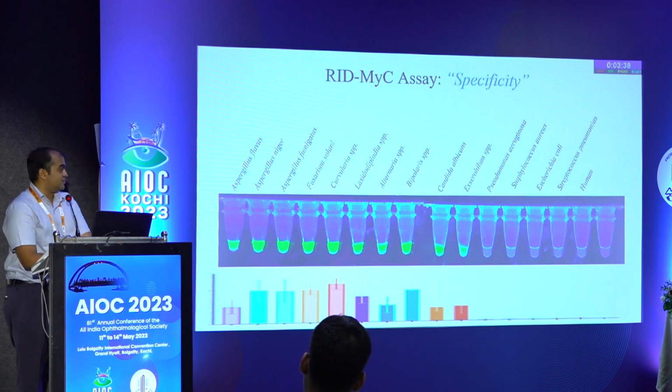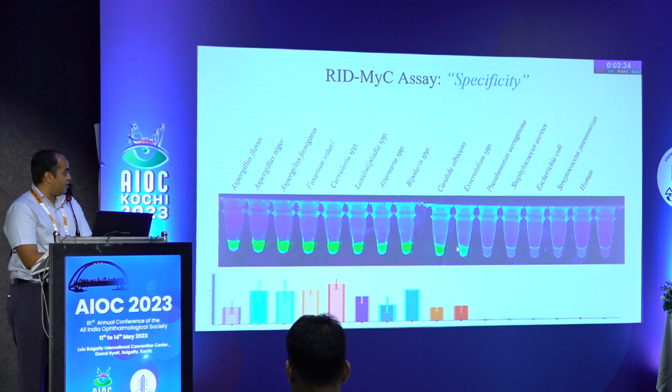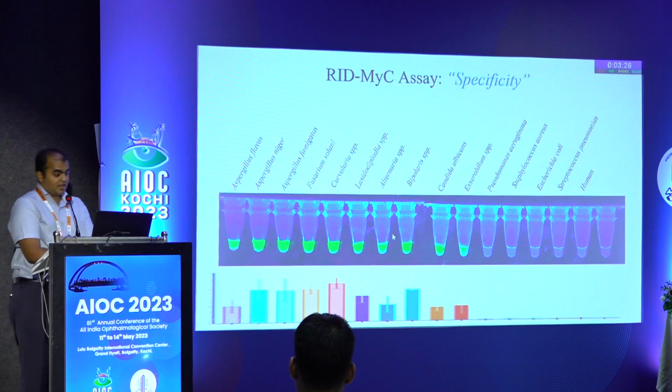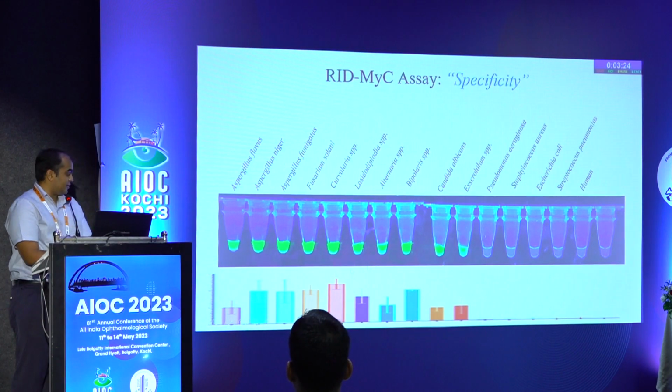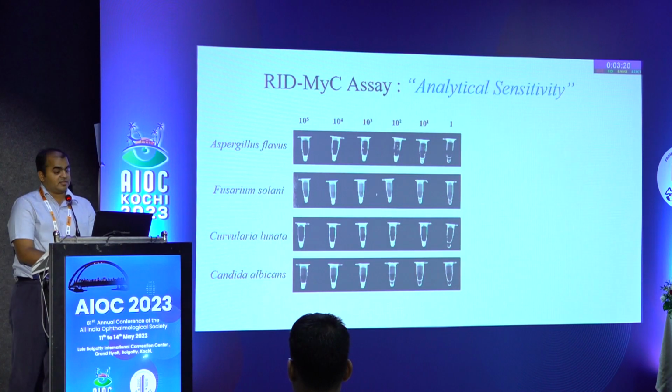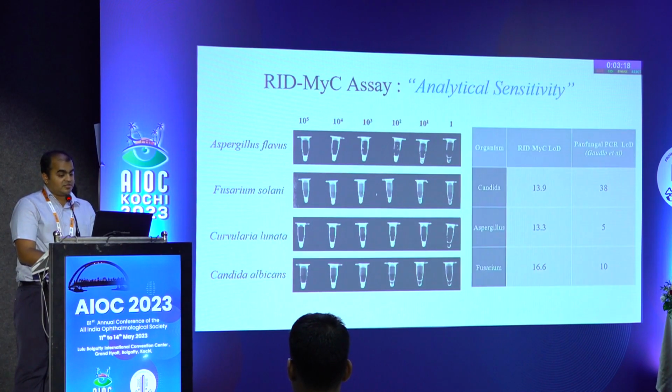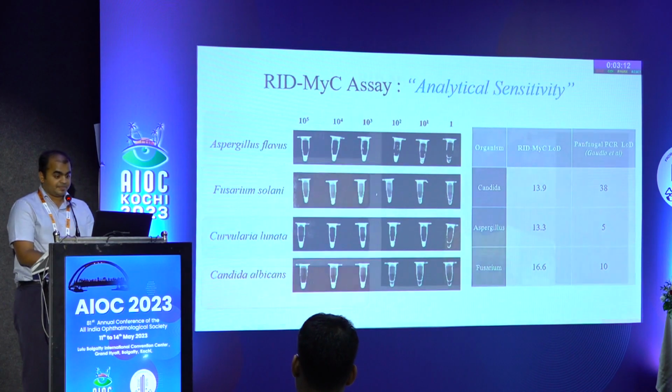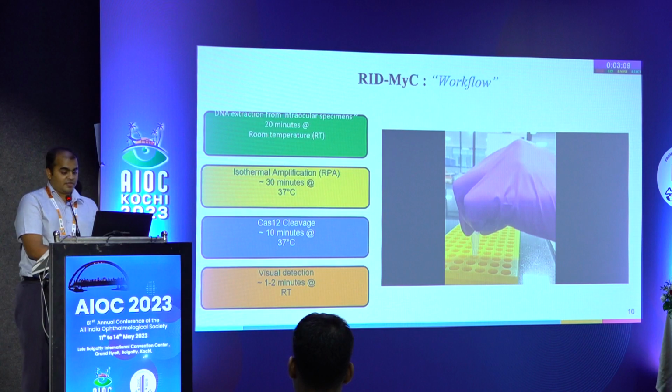The first step was to test the specificity of the assay. We tested against 9 fungal DNA from patient isolates. As you can see here, a positive test was seen with all fungal DNA, but not with bacterial or human DNA. The corresponding spike was also seen in the spectrophotometer readings. The next step was to test the analytical sensitivity of this assay. The analytical sensitivity was around 13 to 16 genome copies, which is similar or even better than pan-fungal PCR.